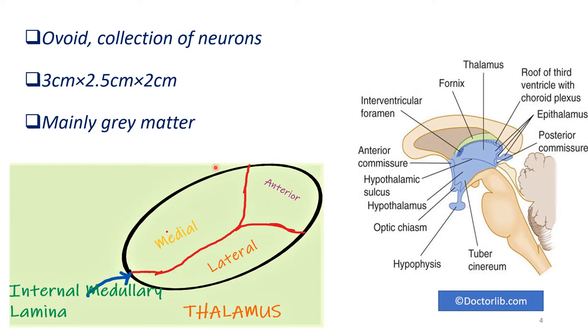Then on the lateral surface you have another layer of white matter, known as the external medullary lamina, which is formed by thalamocortical and corticothalamic fibers. It separates the lateral surface of the thalamus from the reticular nuclei of the thalamus, which are present outside the external medullary lamina.